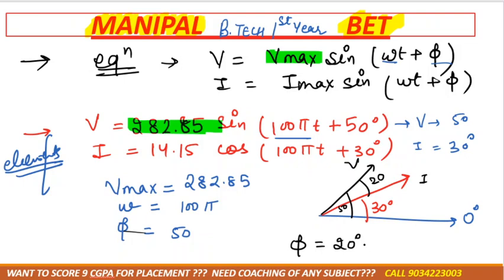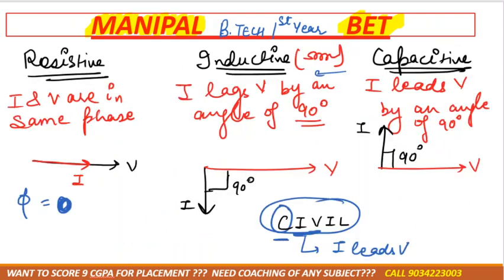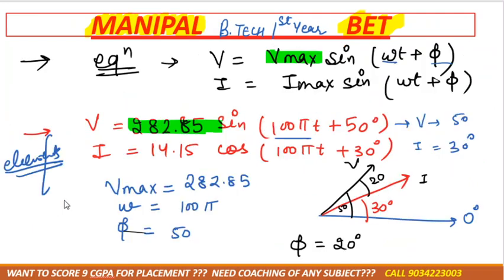Now one more. Tell me, which case is this? If the phase angle is 90 degrees, as I told you, then that would be a pure inductor or capacitor. So that means we are getting a phase angle of 20 degrees, which is not a pure capacitor or pure inductor, then that must be a combination with the resistance, right? Now tell me, which one is leading?